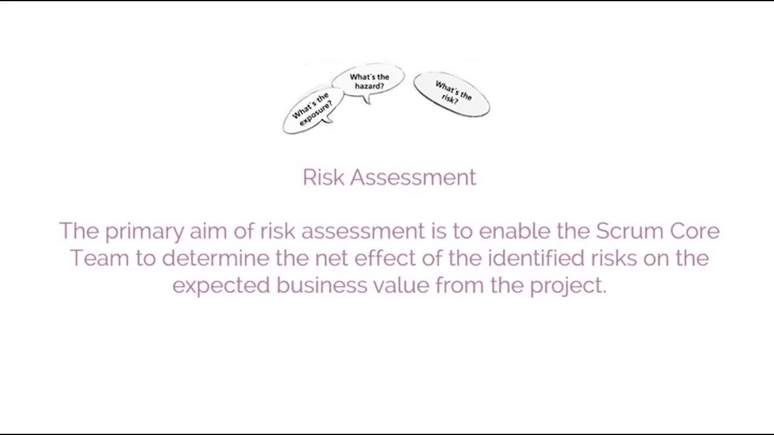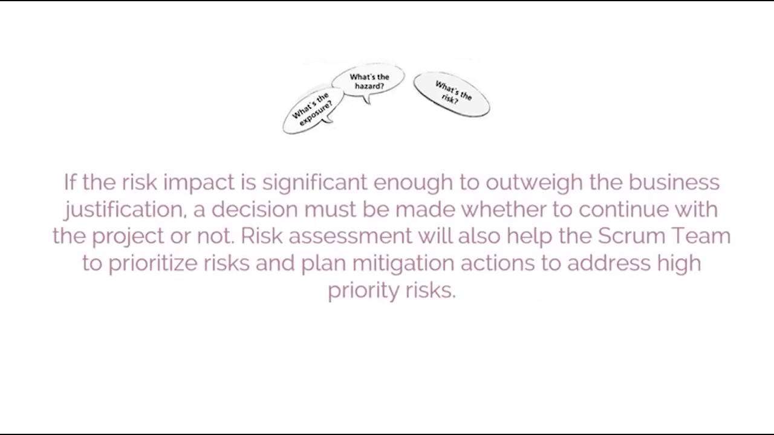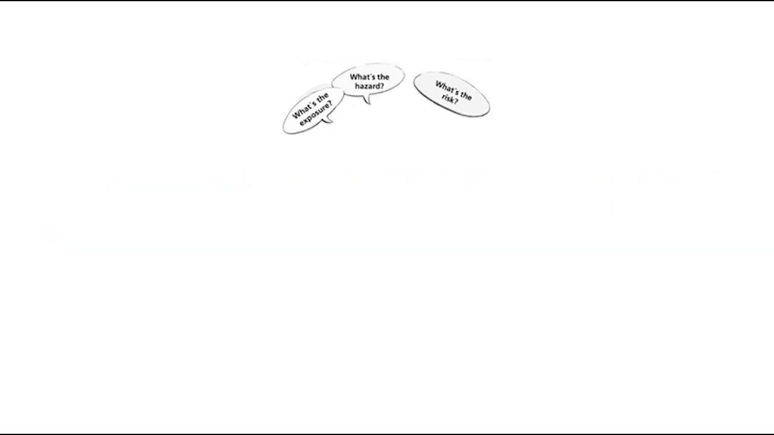The primary aim of risk assessment is to enable the Scrum core team to determine the net effect of the identified risks on the expected business value from the project. If the risk impact is significant enough to outweigh the business justification, a decision must be made whether to continue with the project or not.